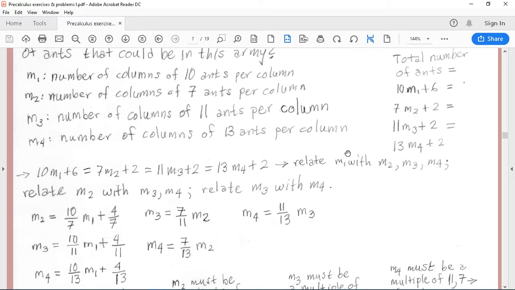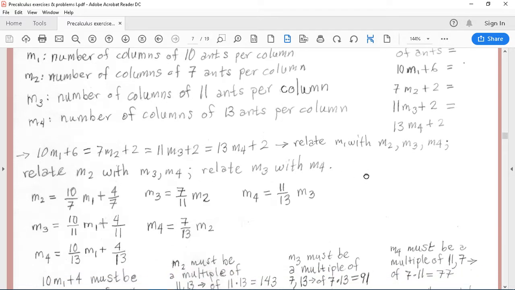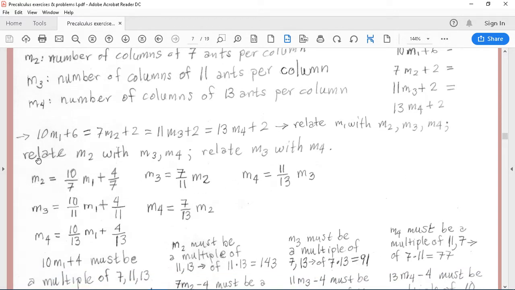Okay, which means then that 10M1 plus 6 equals 7M2 plus 2, which is equal to 11M3 plus 2, which is also equal to 13M4 plus 2. So let's relate M1 with M2, M3, and M4. Also relate M2 with M3 and M4, and relate M3 with M4.